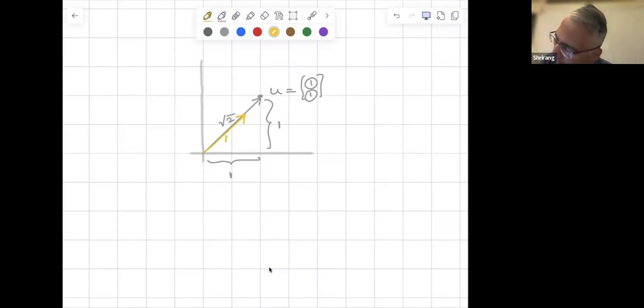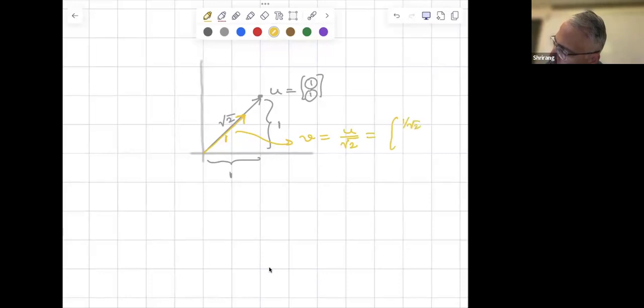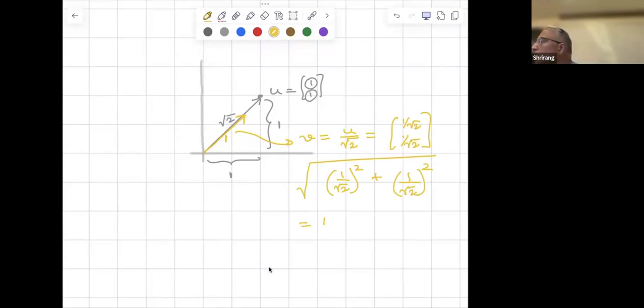So try this out. Let's say this V is U divided by root 2, which is 1 by root 2, 1 by root 2. What is 1 by root 2 squared plus 1 by root 2 squared? So if I take any vector and divide it by its length, I get a unit vector pointing in that direction, right?